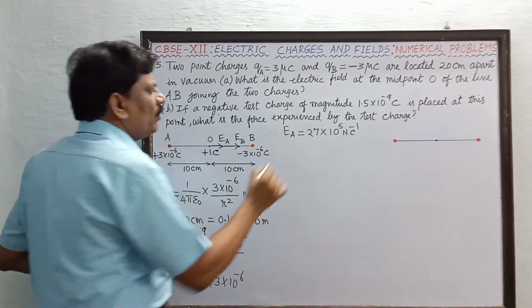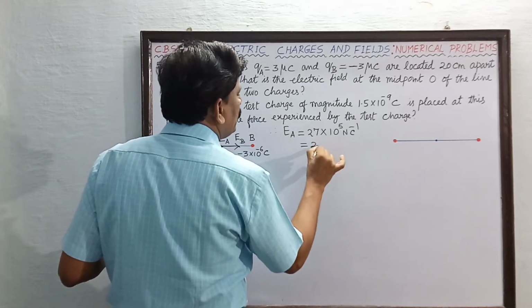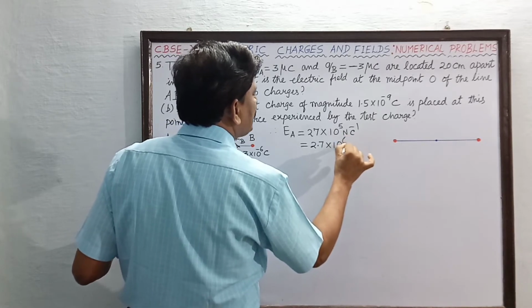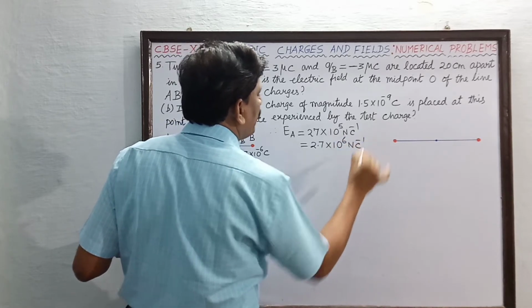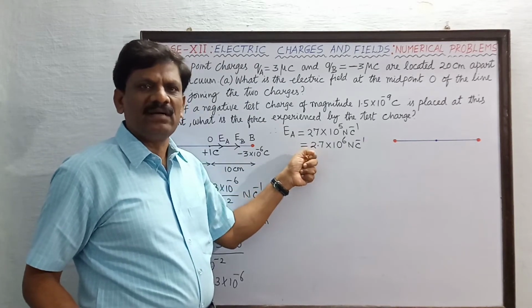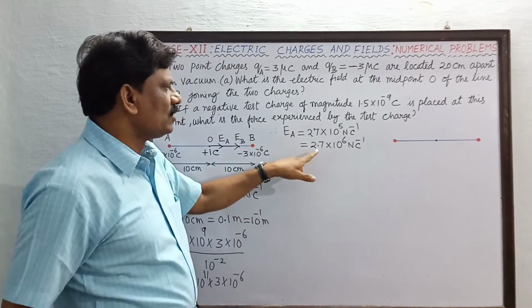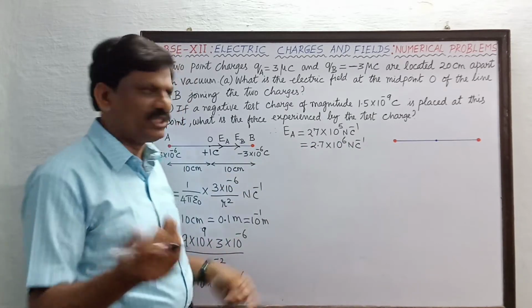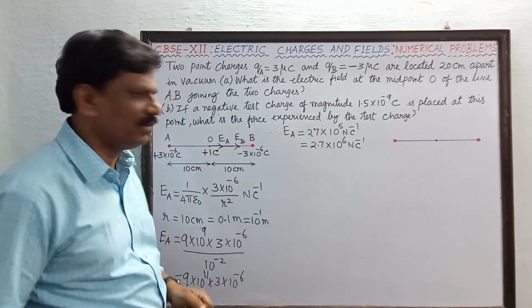Okay, if you want you can write this also as 2.7 into 10 to the power of 6 Newton per Coulomb. Because normally this will be less than 10 only according to the rules of dimensional formula. So 2.7 into 10 power 6 Newton per Coulomb is our wish. You can write as it is also, no problem.